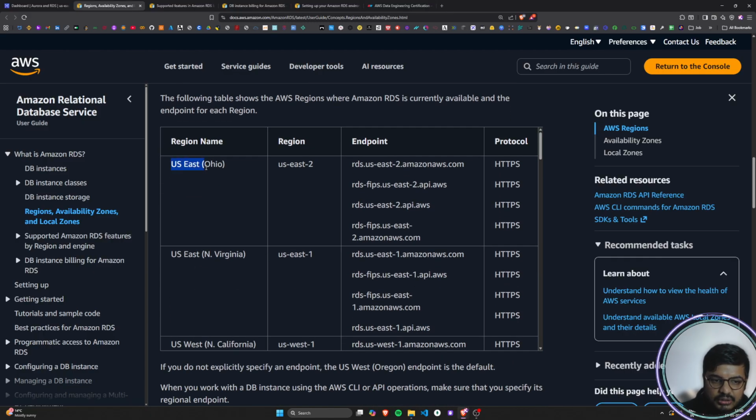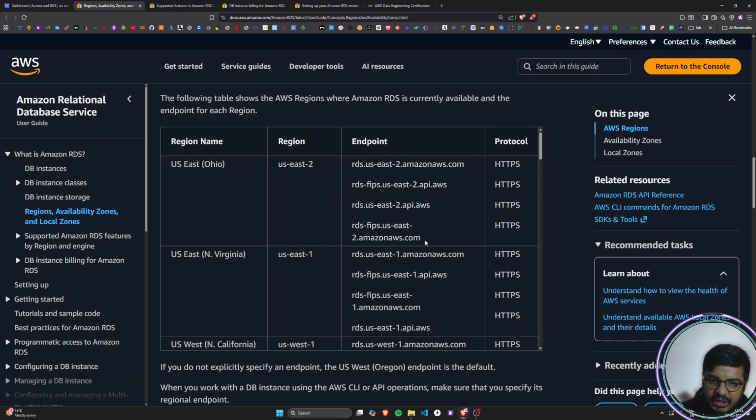So if I talk about US East, the region is US East 2. US East is the Ohio one, Ohio or Ohio, whatever you want to say, right? So the endpoint is rds dot this, rds dot us this, and this. So these are the endpoints.